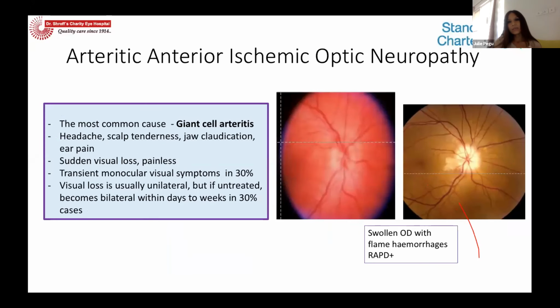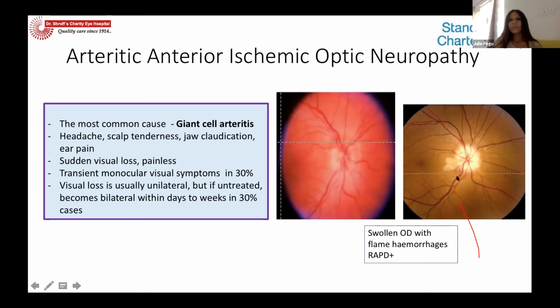The second cause for a white pale optic disc can be arteritic ischemic optic neuropathy. Here you will get a typical history of headache, scalp tenderness, jaw claudication, ear pain, and the patient will give you a history of sudden painless vision loss, which never happens in glaucoma. Also, if the cause is arteritic, the patient may give a history of transient monocular visual symptoms. In the initial stages, this kind of patient will have a swollen optic disc with maybe some flame-shaped hemorrhages and an RAPD.